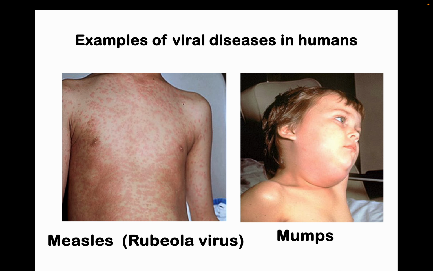Okay. Now we also have measles and mumps. So measles is caused by the rubeola virus. This infection typically causes fever and red rashes, usually affecting children. Then we also have mumps.